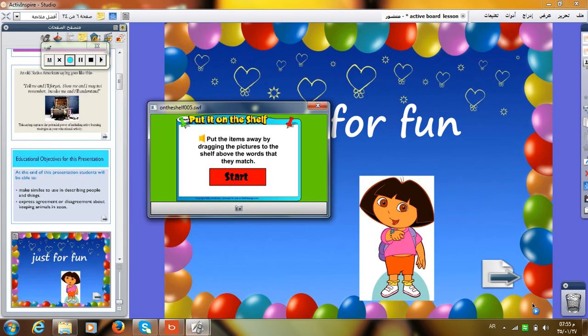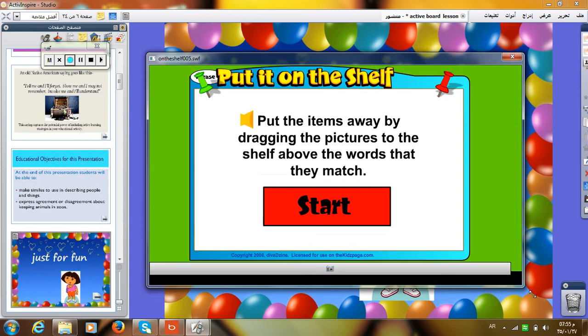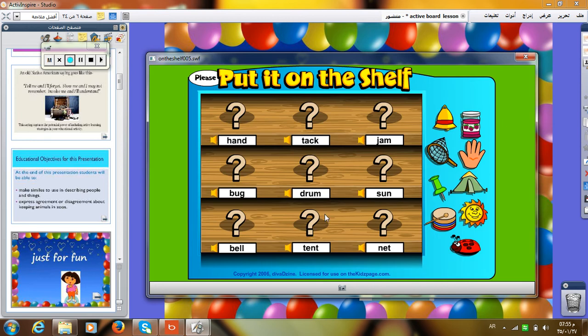As for a warm-up activity, we will play an educational flash game called Put It on the Shelf. This is an educational flash game. Put the items away by dragging the pictures to the shelf above the words that they match.